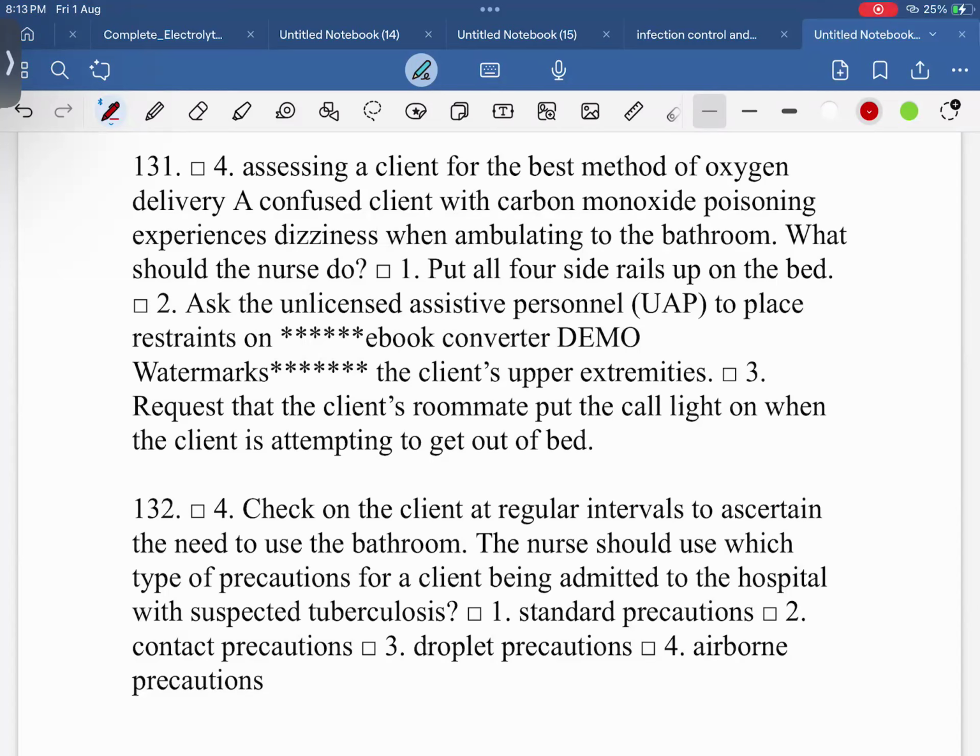Request a client's roommate to pull the call light. Never. You will never do this. You will never ask someone else to help a patient. Never ask any other patient to help another patient. It's not the function of a patient. So no, you will not request a roommate to pull the call light when the client is attempting to get up. The patient is not responsible for another patient. So this is wrong. Never choose this answer. Anyone of you thinking of this answer?